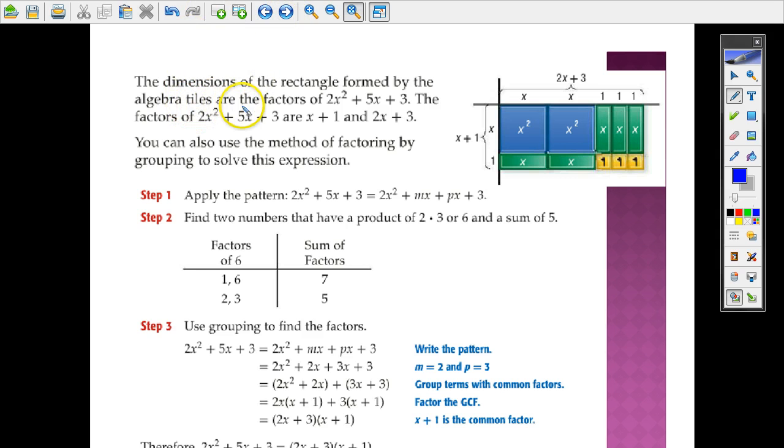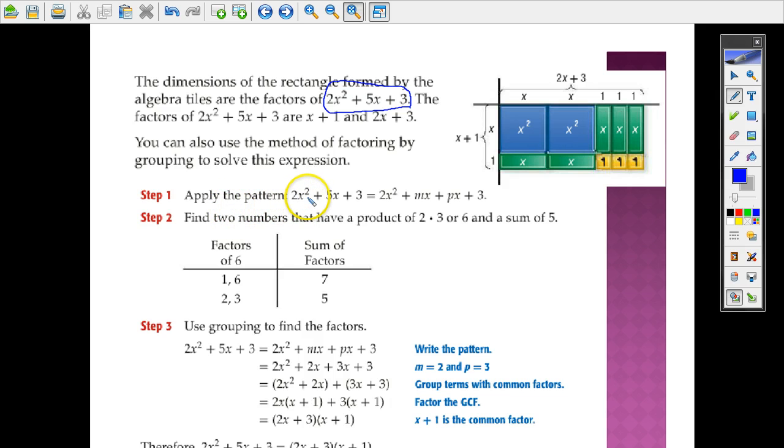The dimensions of a rectangle formed by the algebra tiles are the factors of 2x squared plus 5x plus 3. The factors of 2x squared plus 5x plus 3 are x plus 1 and 2x plus 3. You can also use the method of factoring by grouping to solve this expression. Okay, so what are you going to do? You're going to apply the pattern.